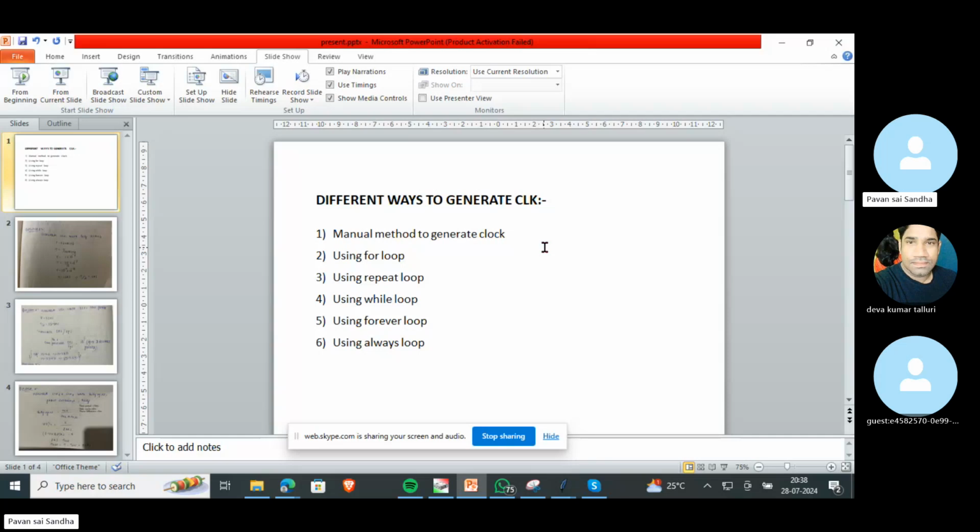The first one is the manual method to generate a clock. Second, using a for loop. Third, using a repeat loop, fourth, using a while loop, fifth, using a forever loop, and last, using an always loop. We can say the first three methods are manual methods, and the last three are automatic methods. We can generate a clock automatically without giving any inputs.